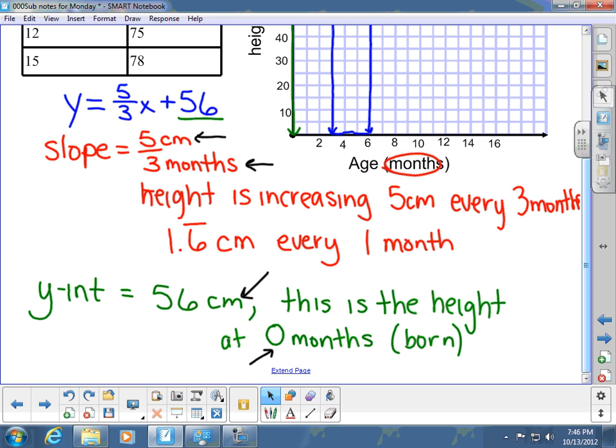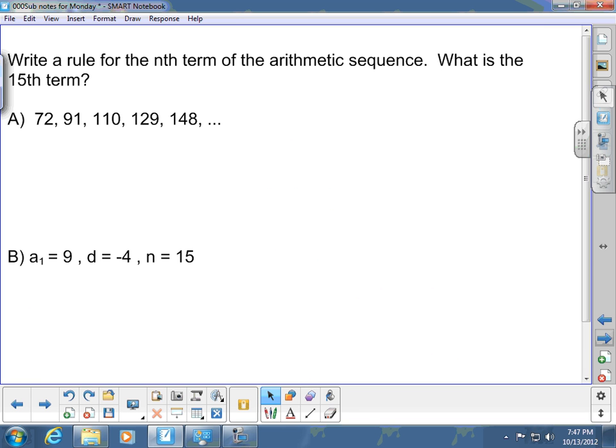Another topic on your test is arithmetic sequences, and we want to try to find a general rule for an arithmetic sequence, and then use that rule to come up with the 15th term. Pause the video and see if you can find a general rule and the 15th term for each of these two sequences, and start the video again when you have an answer.